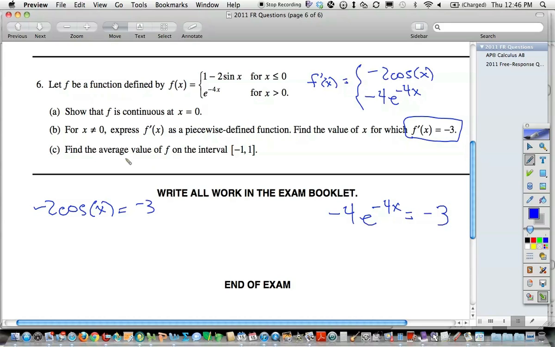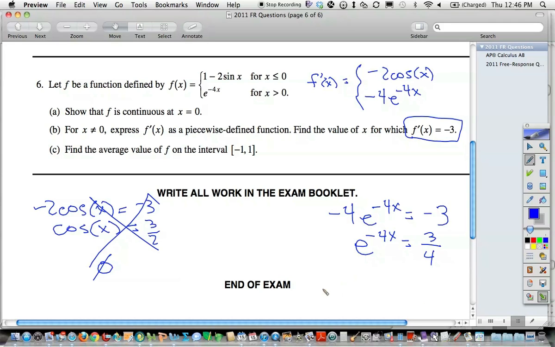Now this is no calculator, so I divide here by -2. I get 3/2. When does cosine equal 3/2? Never, right? Cosine's always got to be between -1 and 1. So that rules out that part. And so over here, what do I do here? Well, divide by -4. This is all no calculator. Get 3/4. Now what?